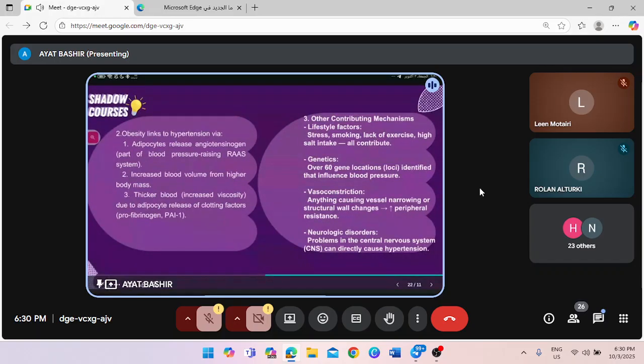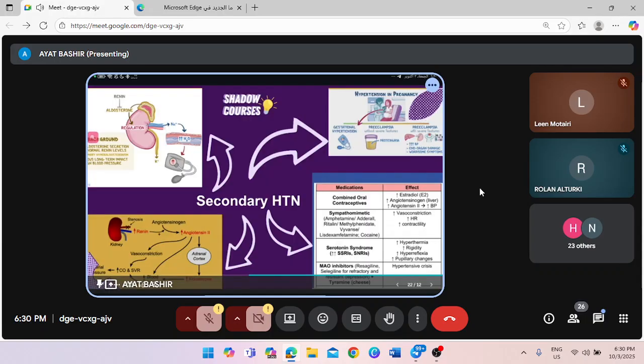Other contributing mechanisms are lifestyle factors, genetic factors, and vasoconstriction, anything that can cause vascular narrowing. For example, stress could cause this vasoconstriction, so it's considered a risk factor. Neurobiological disorders, problems in the central nervous system, can also cause hypertension. Okay, clear?